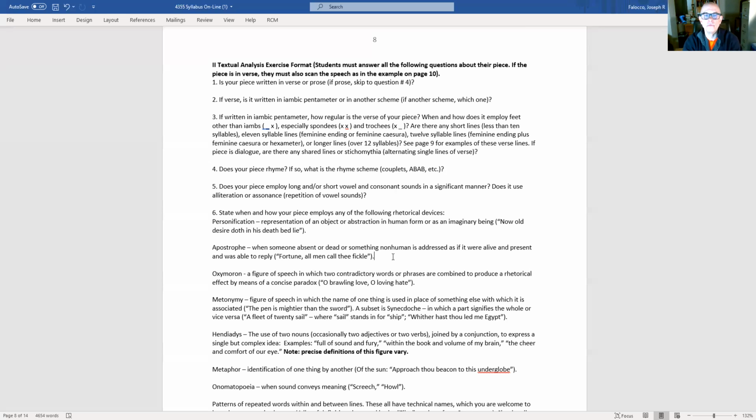A figure of speech in which two contradictory words or phrases are combined to produce a rhetorical effect by means of a concise paradox. In other words, there are two words right next to each other that contradict each other. In the examples here from Romeo and Juliet, there are a lot of oxymorons in Romeo and Juliet, because one thing Romeo and Juliet does is it critiques and celebrates the Petrarchan sonnet tradition, and the Petrarchan oxymoron was a commonplace of that system. So early in the play, Romeo says, "Oh, brawling love, oh, loving hate."